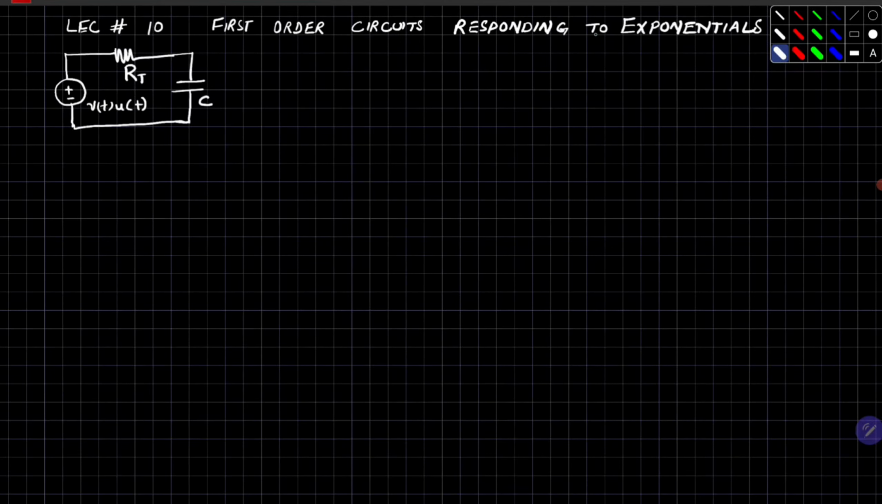First order circuits responding to exponentials. So far we have studied differential equations that were equal to 0 or equal to some constant. Now here we have a function of time, and the function is exponential.